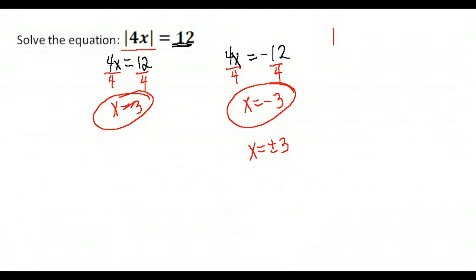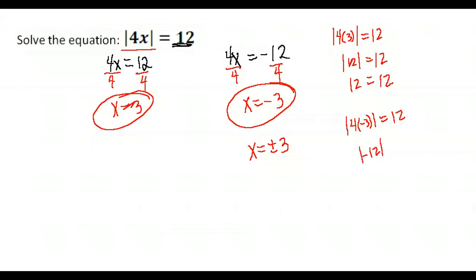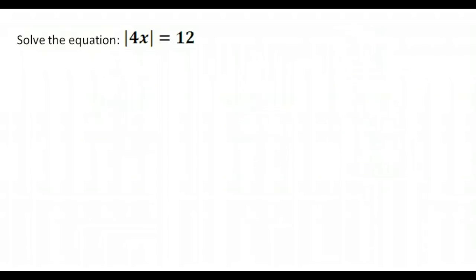Notice if I checked those, okay, if I checked 3, 4 times 3 is 12, and the absolute value of 12 is 12. If it's positive, you leave it positive. If I tried negative 3, 4 times negative 3 is negative 12, but the absolute value, what it does is make negatives positive, so I get 12 equals 12. So both check. My solutions are 3 and negative 3.